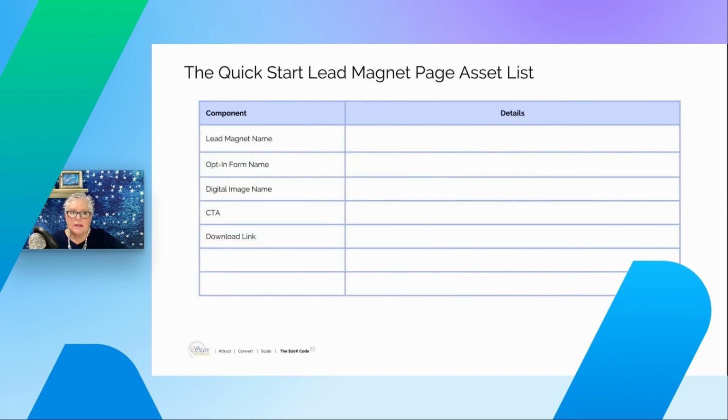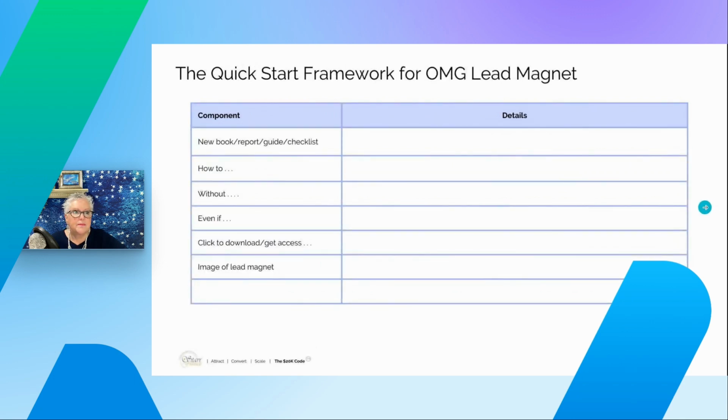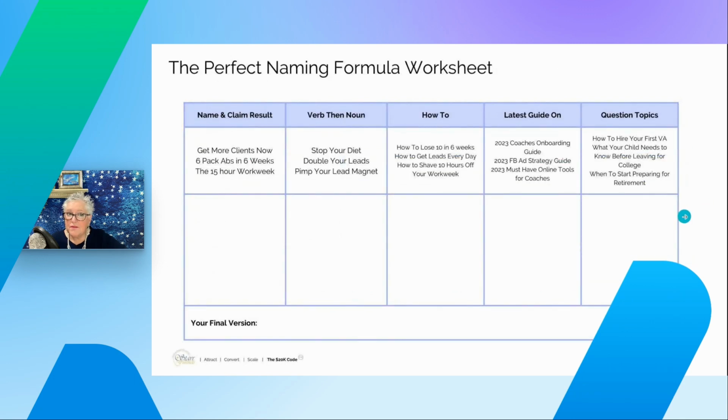Quick start lead magnet page asset list. So as you start building all of these different assets, it's a way to name them and organize them. The perfect naming formula worksheet. So again, if you're struggling with naming things, you could use this worksheet to help you. And I guess that's all.